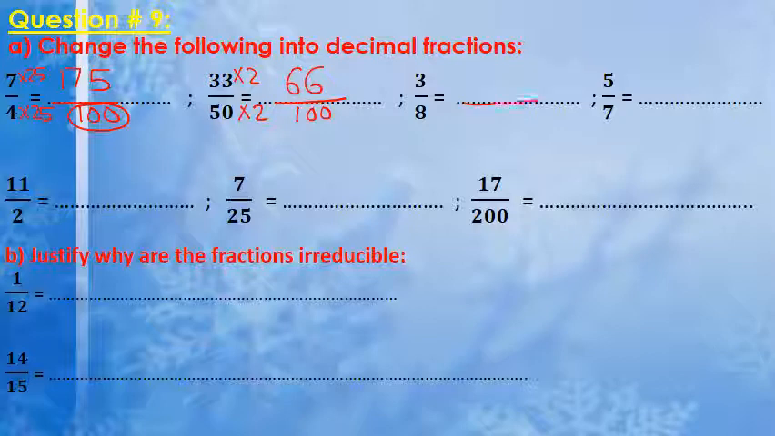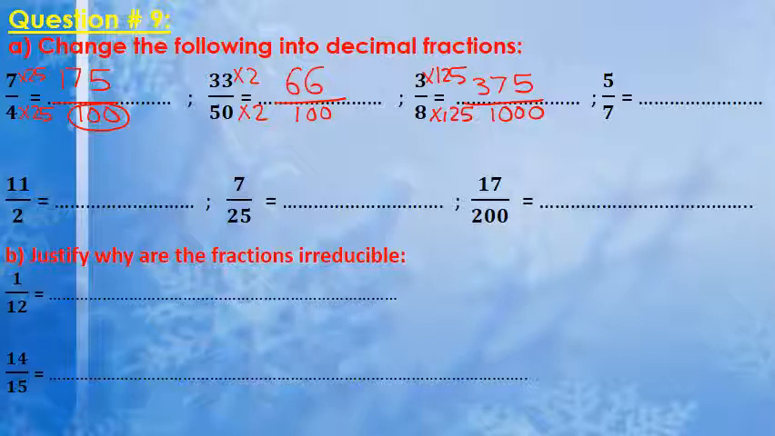3 over 8, we know that 8 is changed into 1000. We multiply it by 125, so multiply 3 by 125. 3 times 5 is 15, 5, 1 in hand. 3 times 2 is 6, 1 is 7. 3 times 1 is 3. 375 over 1000 is a decimal fraction.